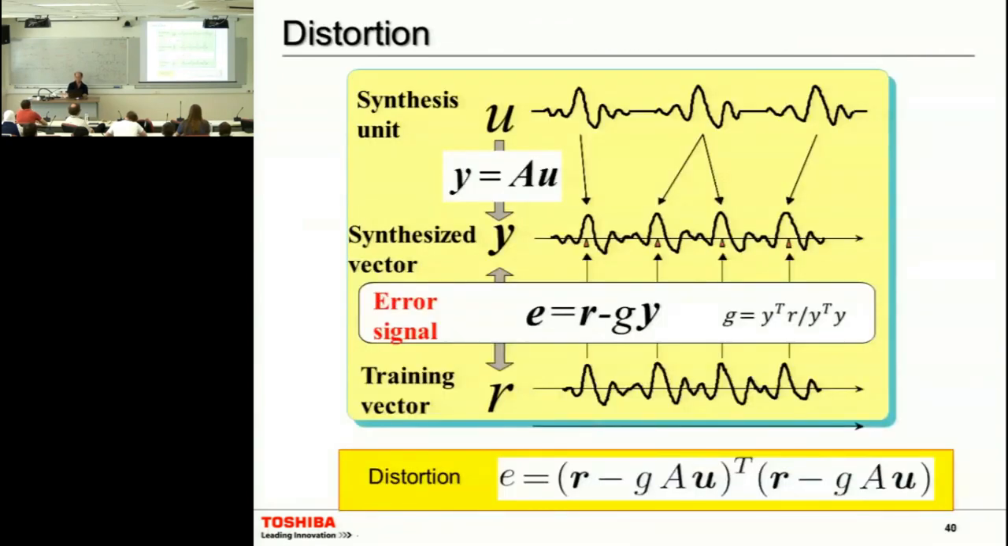So we can calculate the distortion as an error between the training vector and a synthesized vector Y. Y is described as a matrix operation between A and U. And here, we introduce the gain G to adjust the difference in amplitude of the synthesized vector and the training vector. And we optimize this gain factor to minimize the distortion. And we get the optimum gain like this. And under this optimum gain condition, we calculate the distortion as a squared error.